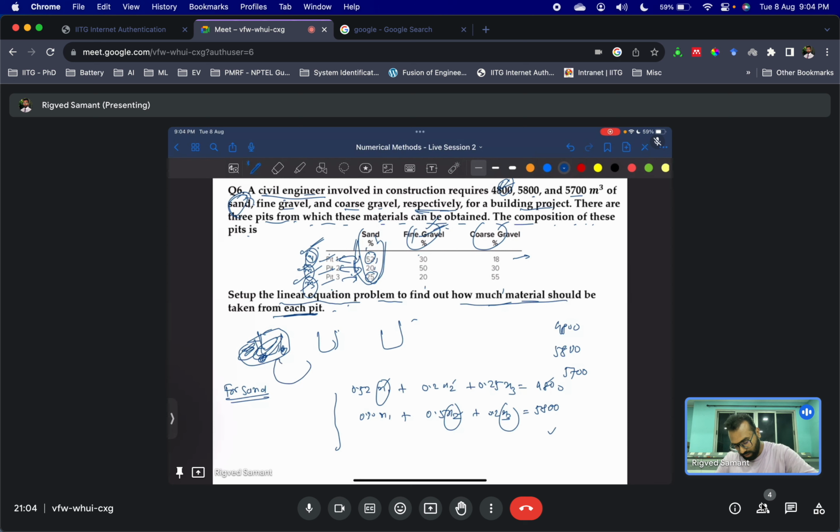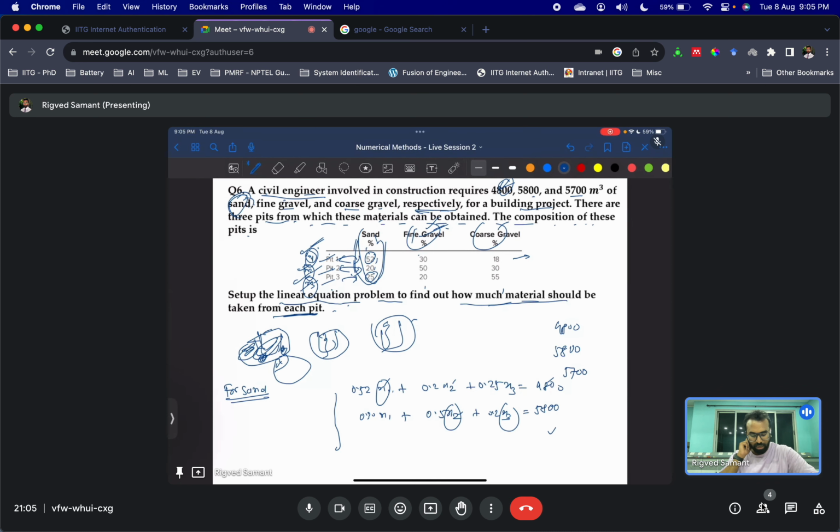In pit 1 there is 52%. There is some different pit. There is some 20%, and there is a different pit. There is some 25%. Now, how much do I have to take? So from this one, x1, x2, x3, totally it would be 4,800.